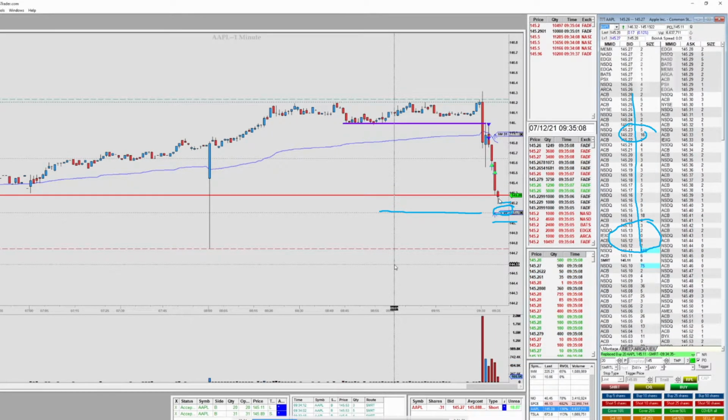So right here, as price was going down, 29 cents and 20 cents was hit. You can see that after 20 cents was hit, right here, price got above quickly. So that to me is a short-term sign of support here.